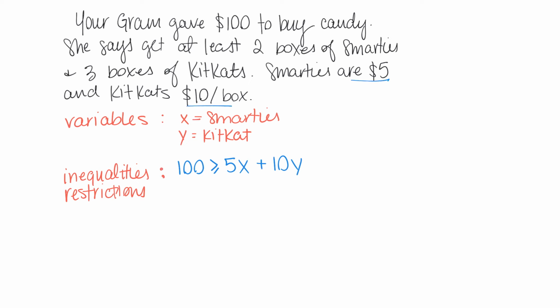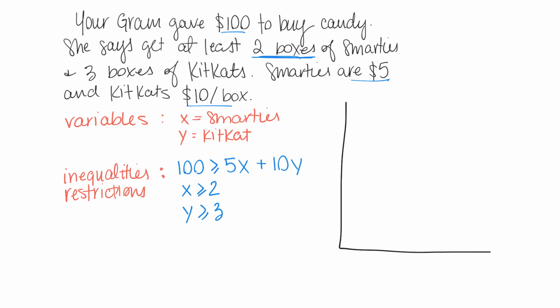All right, now, wait a second. I did not use all my information. I still need these 2 boxes of Smarties. So I need another inequality. So 2 boxes of Smarties, so x needs to be greater than or equal to 2. And 3 boxes of Kit Kats, so y needs to be greater than or equal to 3. Okay, time to graph. Okay, so x is Smarties, and y is Kit Kats.